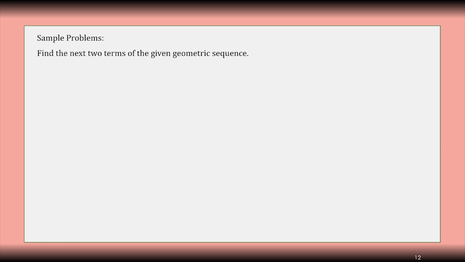Now, let us solve the following problems. Find the next two terms of the given geometric sequence: 9,375, 1,875, 375, and 75. In this case, so that we won't have difficulty, find the common ratio. Here you decide which term and preceding term to use.